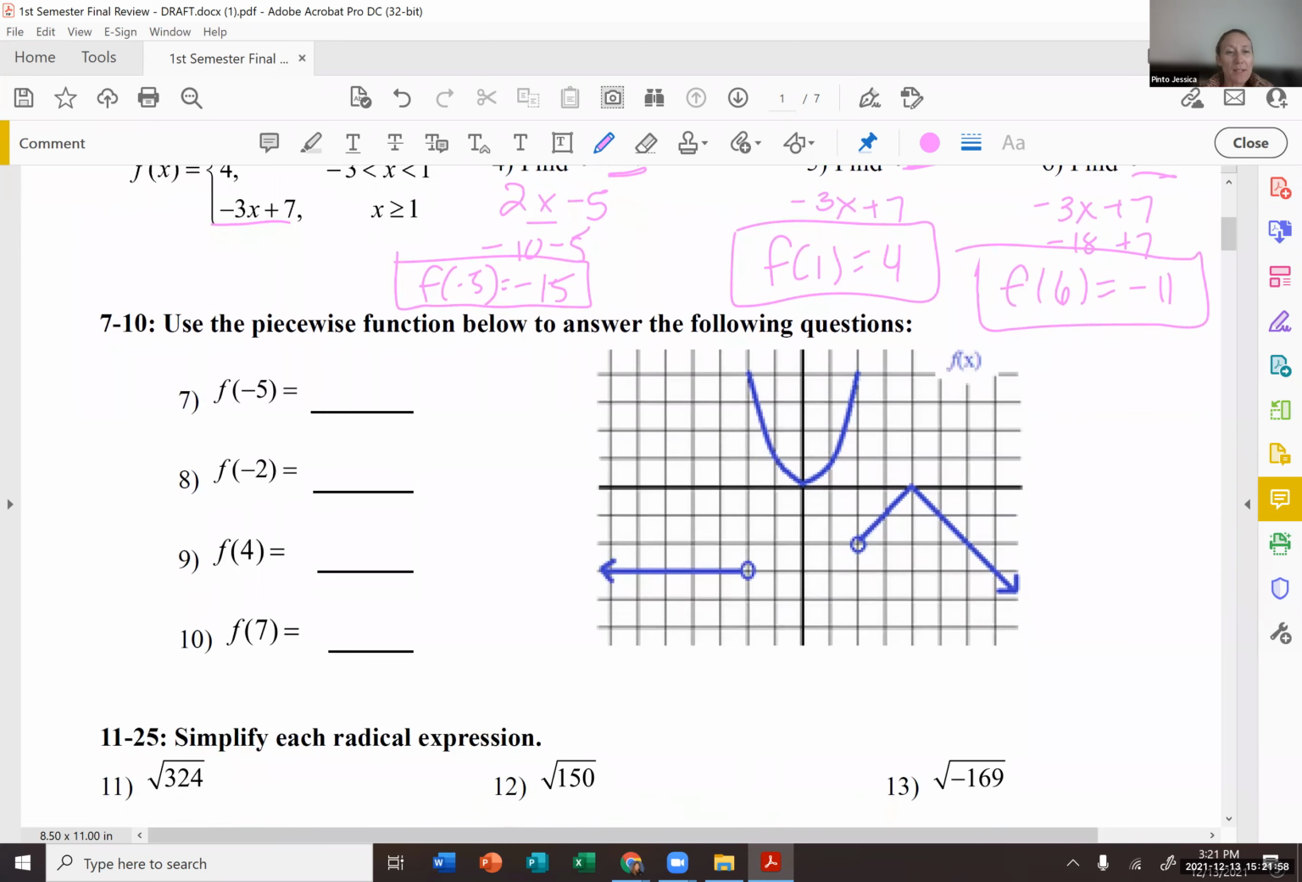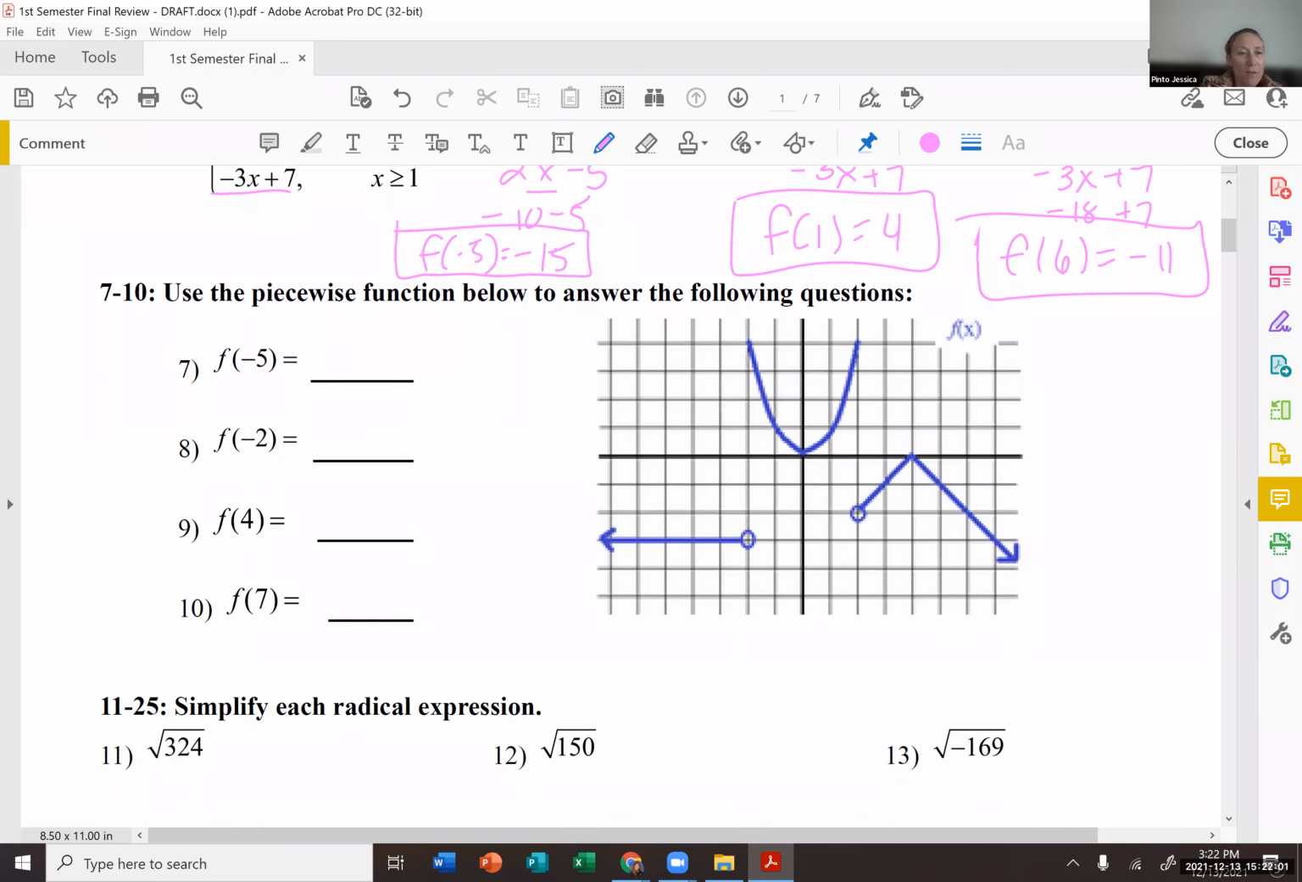For 7 through 10, the piecewise functions, we need to draw a vertical line at x equals. So in the first one, it will be -5 and so on. So remember, this is the x-axis. Here's the origin. So -1, 2, 3, 4, 5. My vertical line. This is where I met my function. And I want the y value. So the y value there is -1, 2, 3. And so the answer is just the y value.